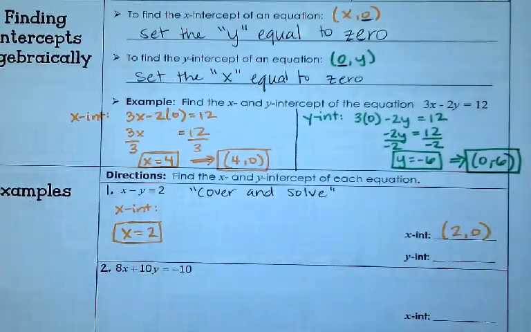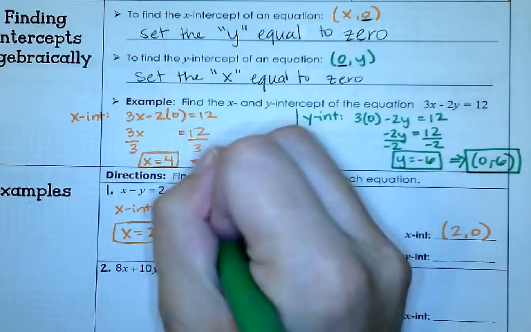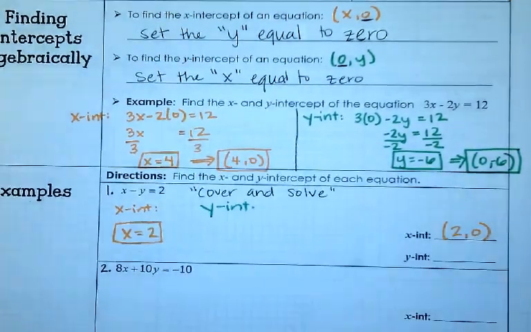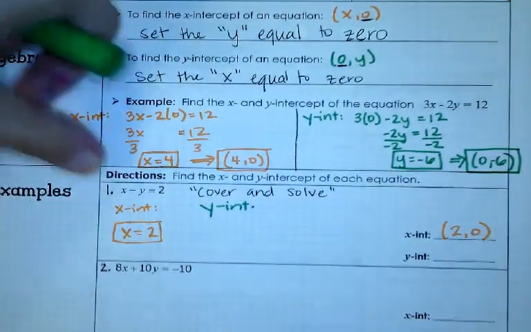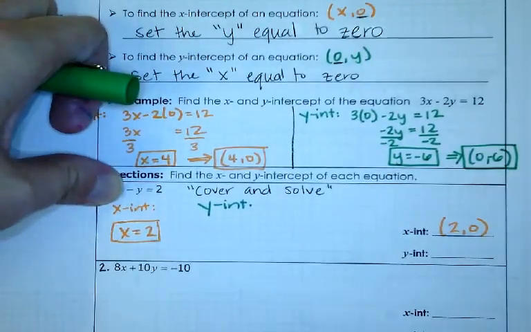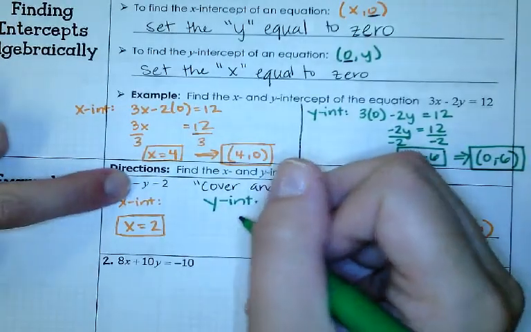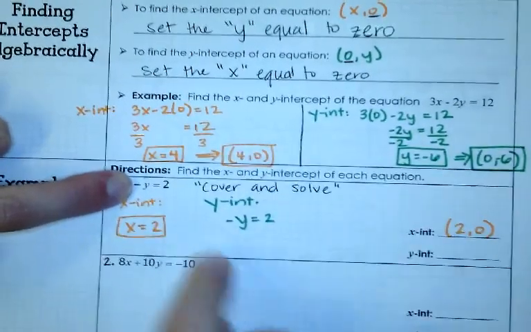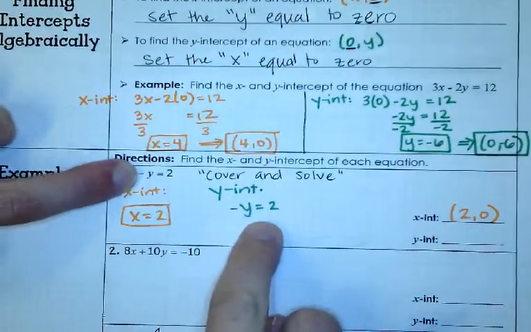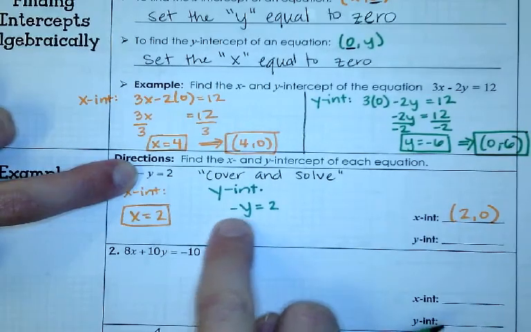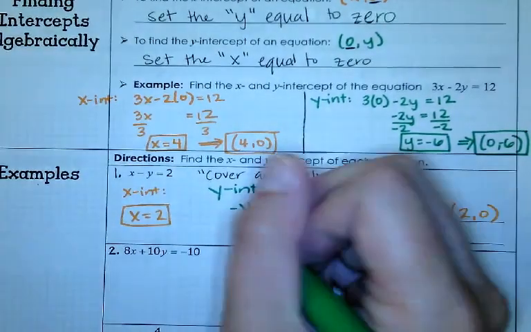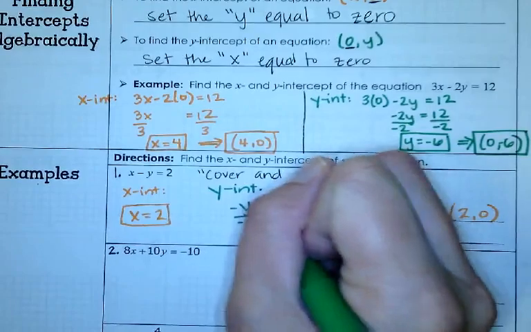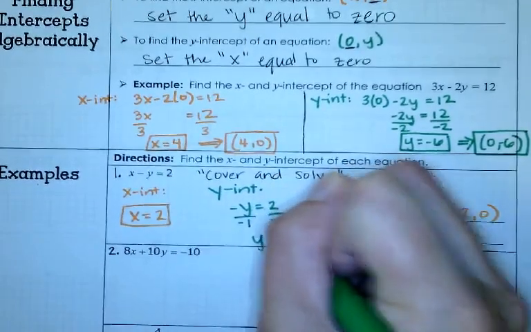For my y-intercept over here, if we do the cover and solve method, then I'm going to cover up my x. So this becomes negative y equals 2. Are we done? No. Not quite. What do we need to do here? Divide by negative 1. So my y is equal to negative 2.